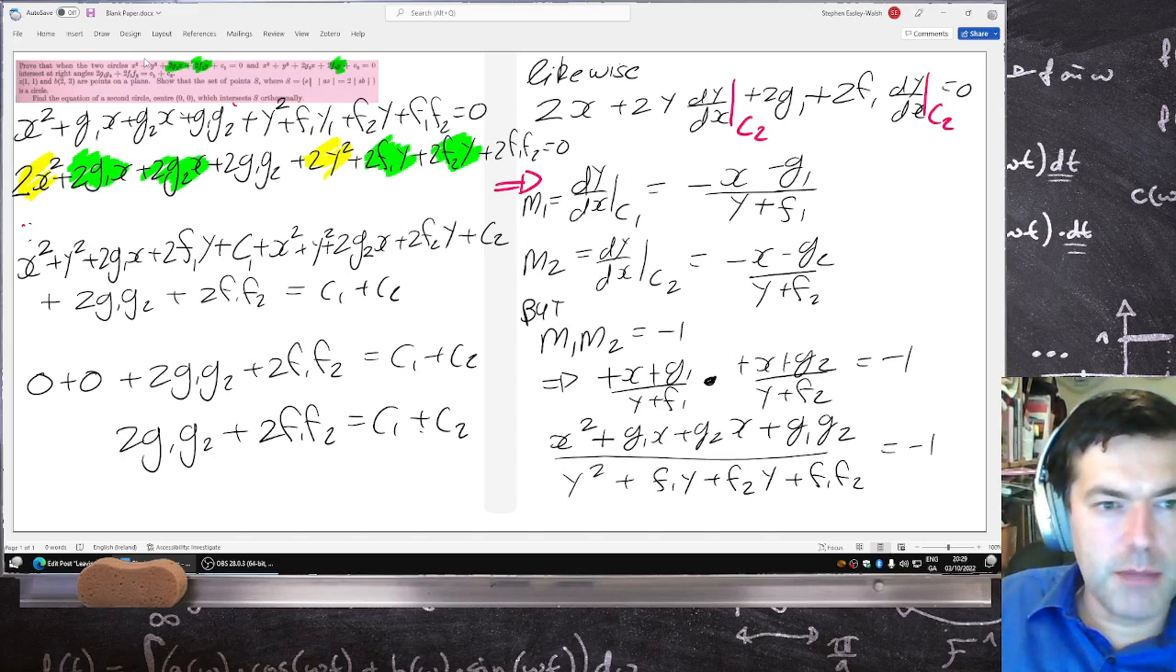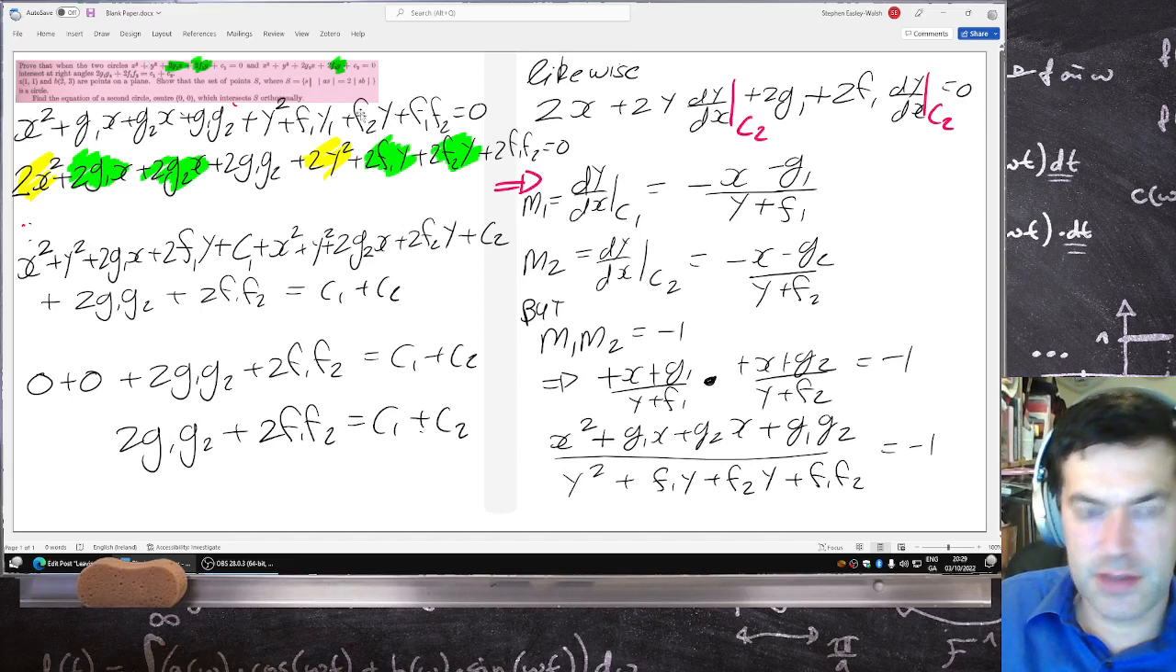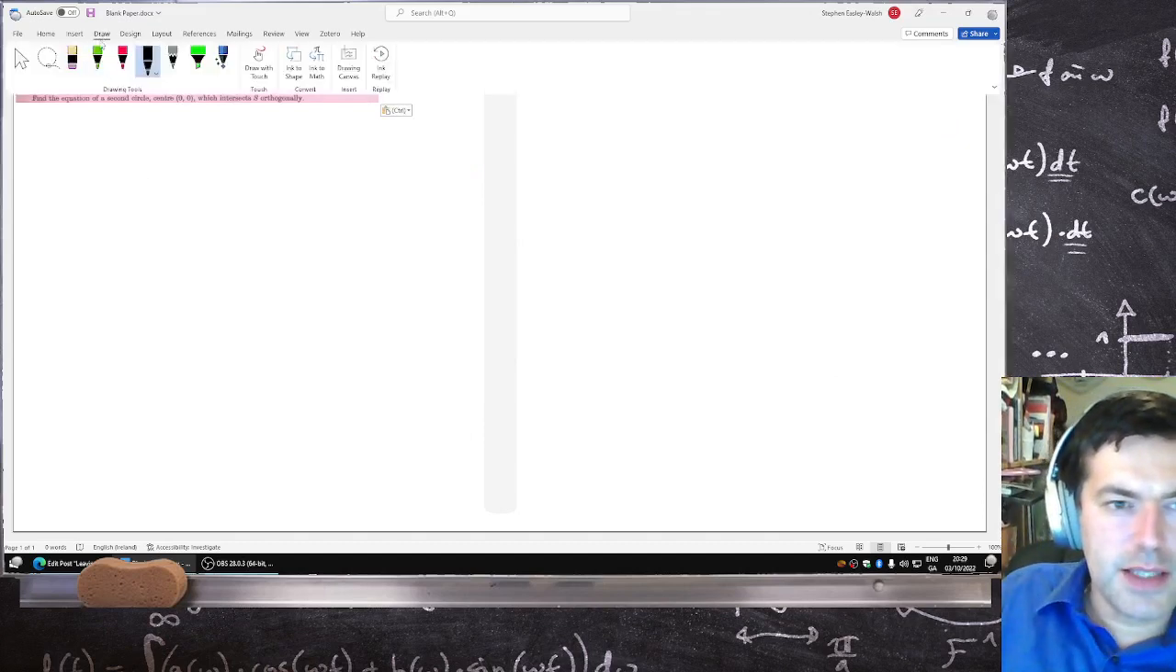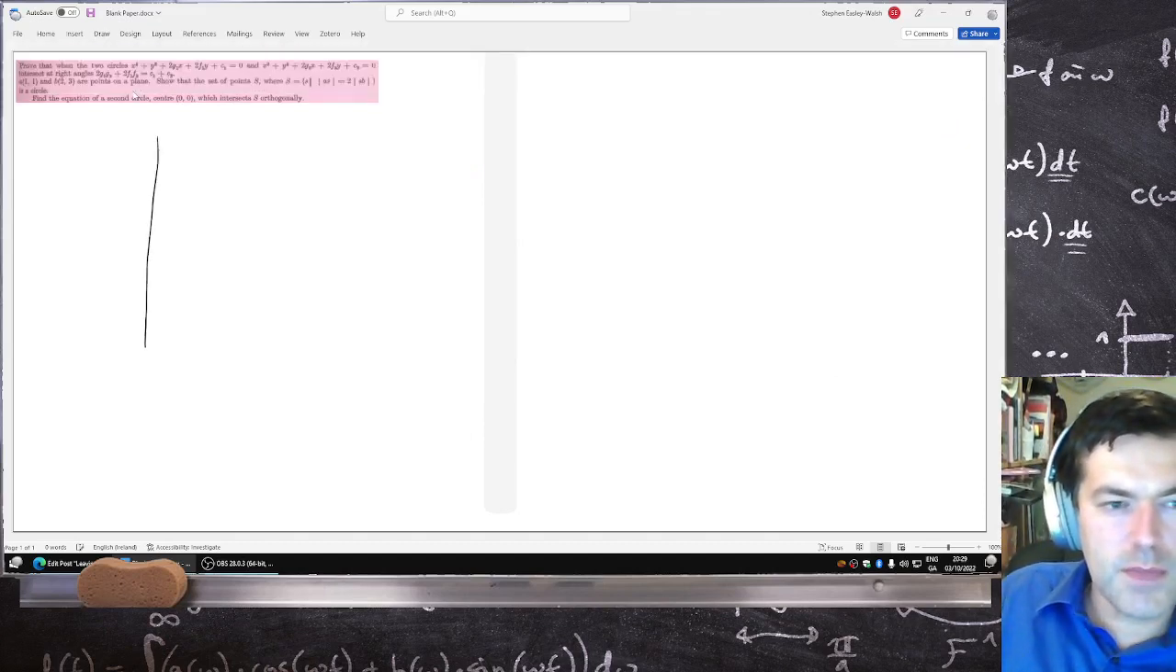A and B are points on the plane. Show that the set of points S where AS equals twice AB is a circle. Find the equation of the second circle, center 0, 0, which intersects S orthogonally. Okay, so I can clear this off now. Right, so let's think about this. You've got 2 points, A, and then B is 2, 3.